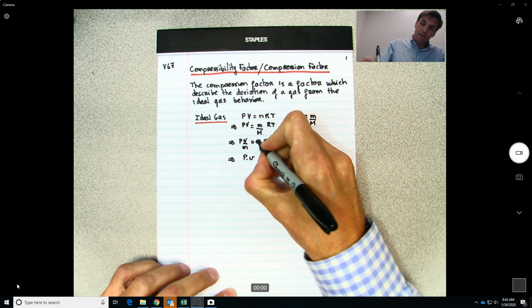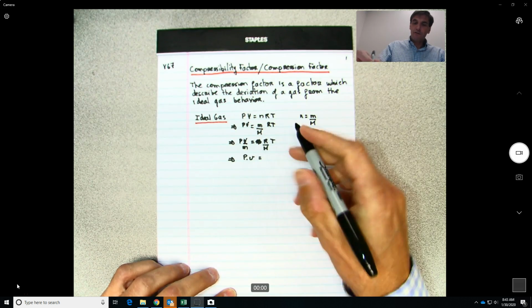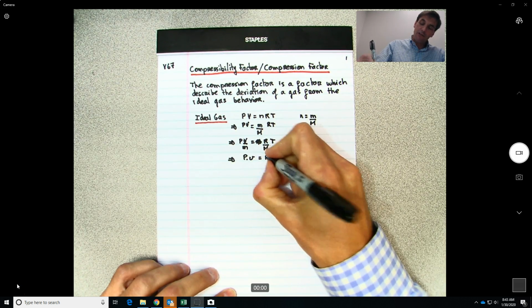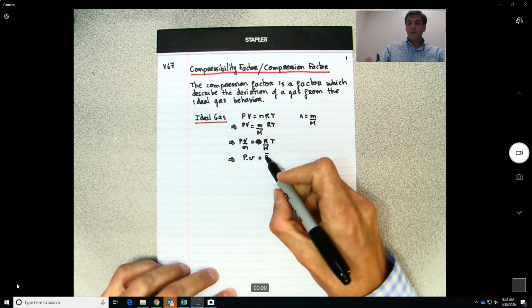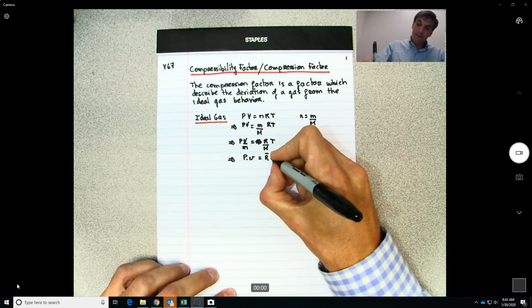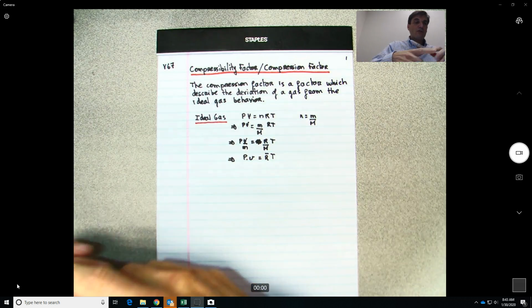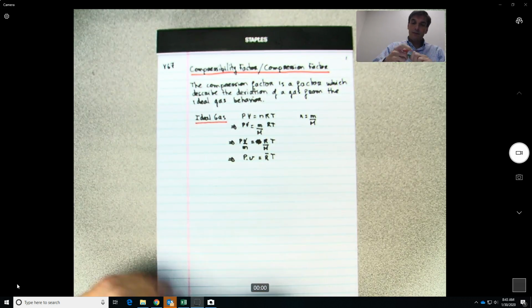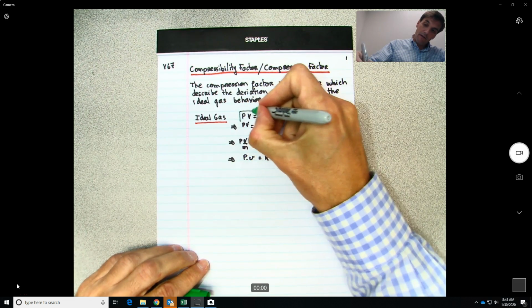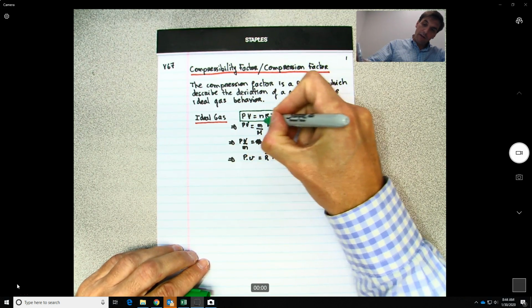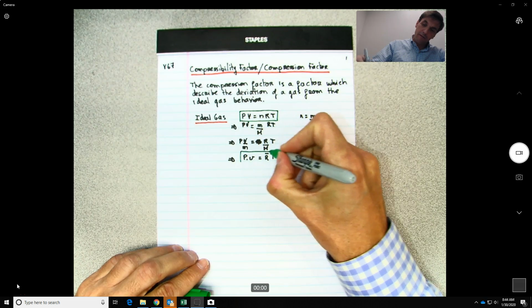Oops, this m is gone, sorry. I'll move it to the side. Times R bar, which is the ideal gas constant for the specific gas, times T. So the two expressions we have for the ideal gas are PV equal nRT, or Pv equal R bar T.